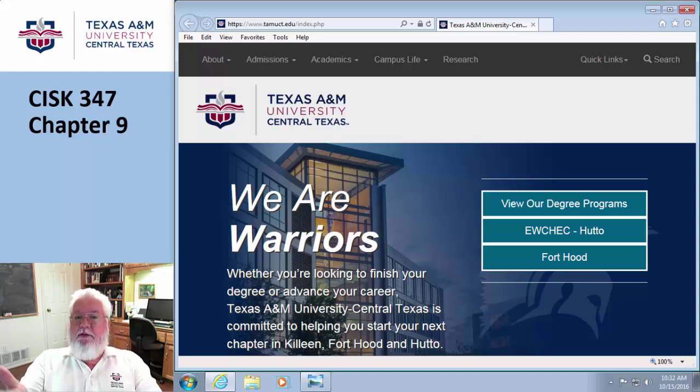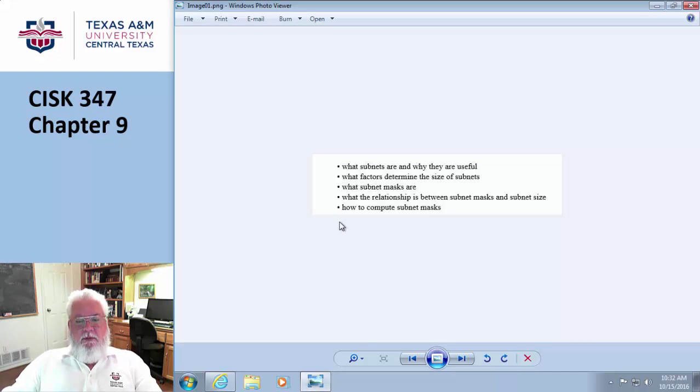Okay, so let's look at the learning objectives on page 299. And they say, what are subnets and why are they useful? What are the factors that determine the size? What a subnet mask is, what the relationship between the subnet mask and the size is, and how to compute the subnet mask.